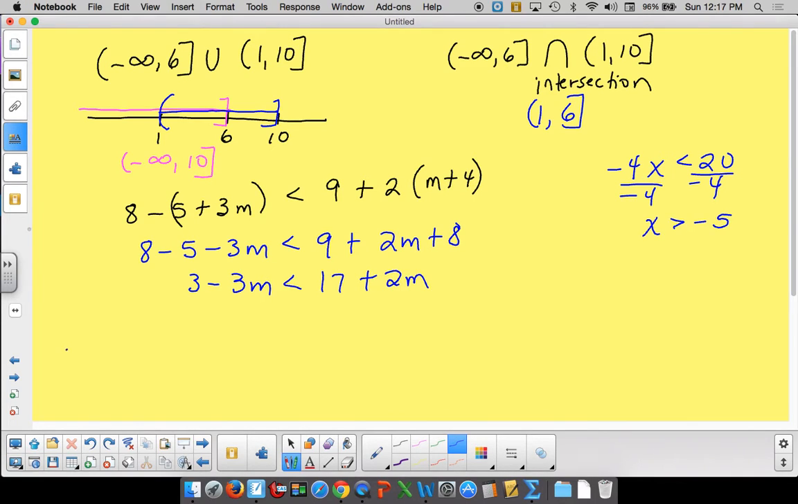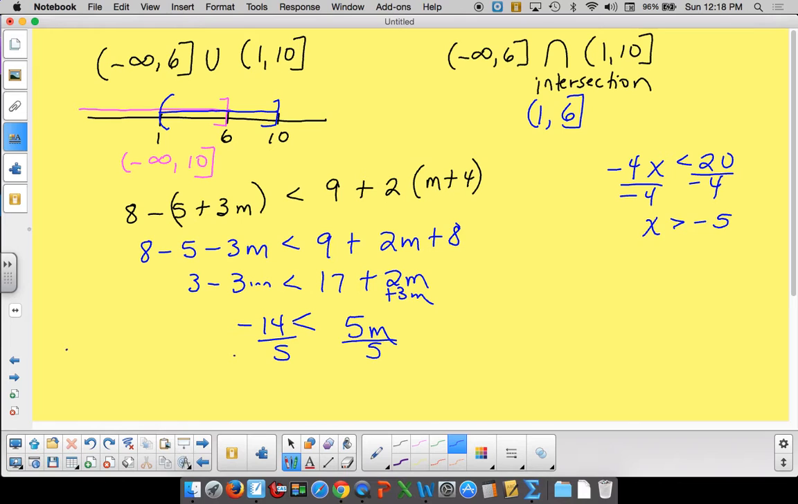And last but not least, with inequalities, you always want your variables to be positive. It keeps you from having to worry about dividing by negatives. So I'm going to add 3m, which will give me 5m. Subtract 17, which will give me negative 14, not negative 20. And then divide by 5.